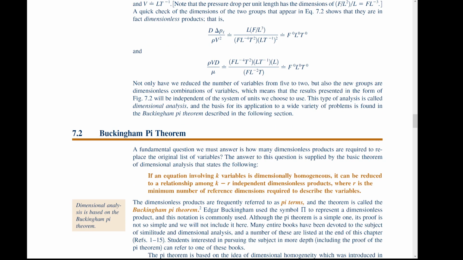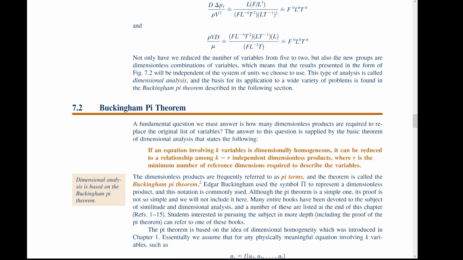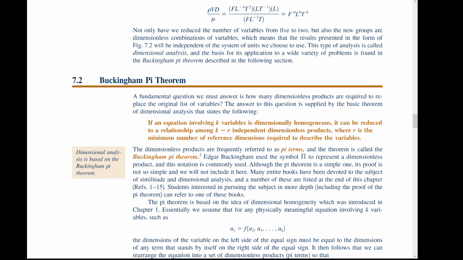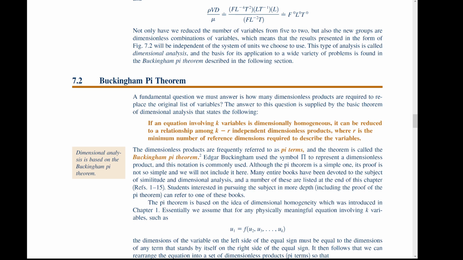Not only have we reduced the number of variables from 5 to 2, but also the new groups are dimensionless combinations of variables, which means that the results presented in the form of 7.2 will be independent of the system of units which we choose. This type of analysis is called dimensional analysis. It can be used on a wide variety of problems. And now we take a look at Buckingham Pi Theorem.